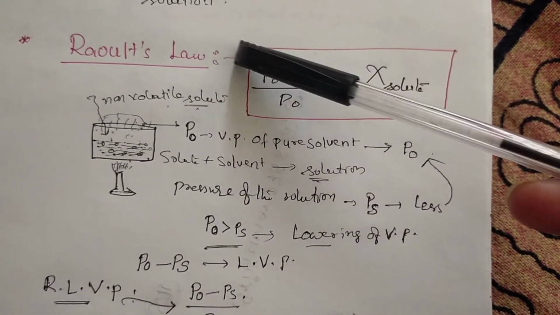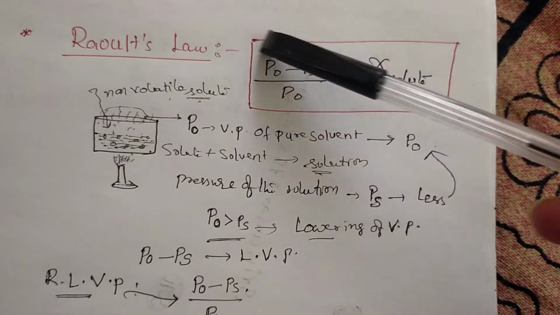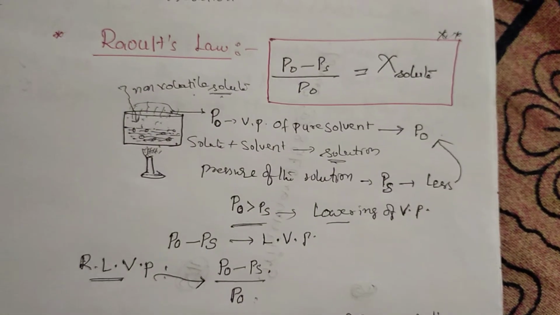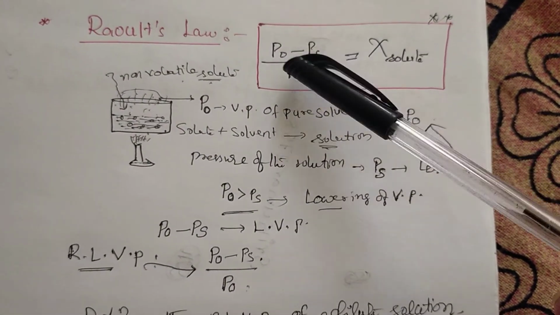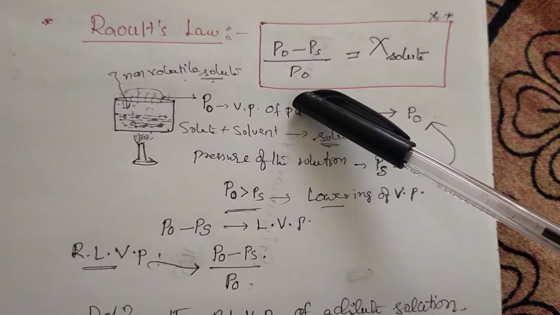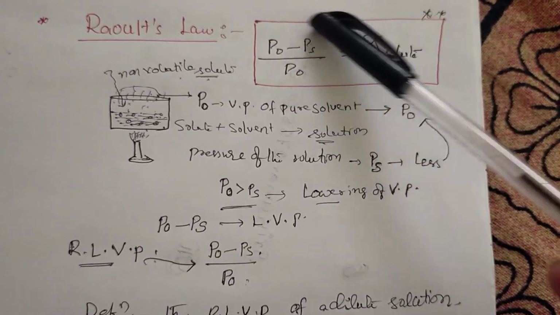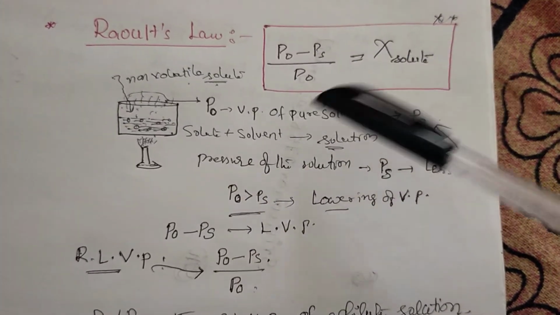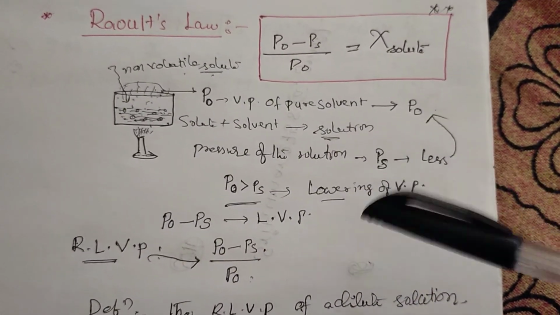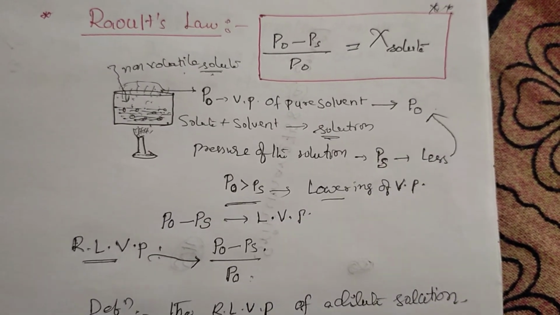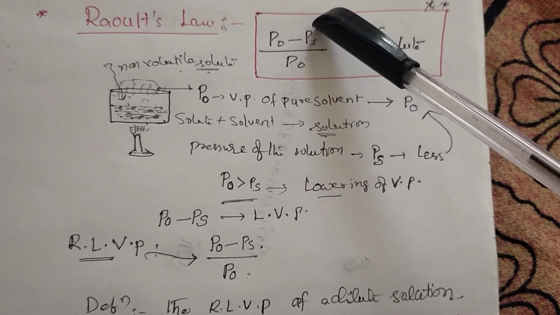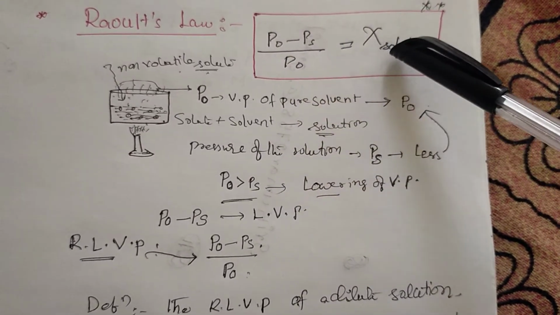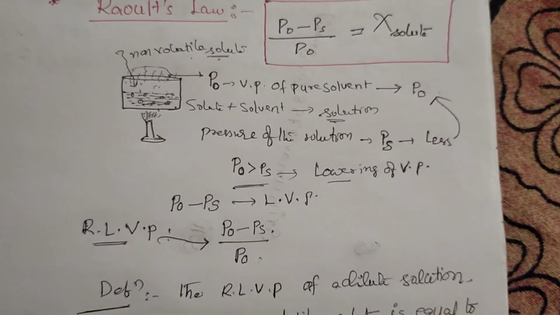So first of all, this is Raoult's law. You have to remember this formula, it is a very important formula: P naught minus Ps by P naught, the relative lowering of vapor pressure, is equal to the mole fraction. If you know this formula, we can write the definition. Simple. First write the definition: at a given temperature, the relative lowering of vapor pressure is always equal to the mole fraction of the solute. This is the definition. Clear?